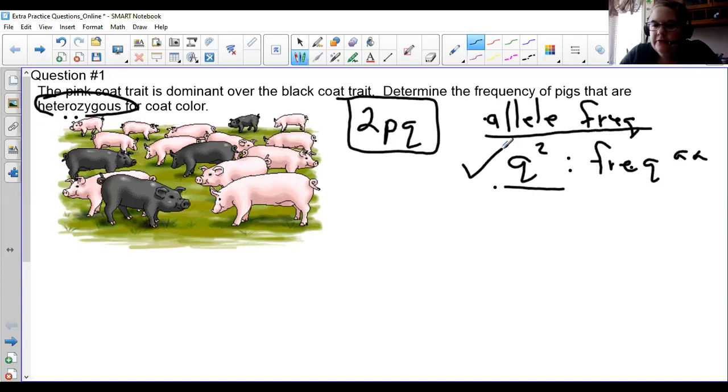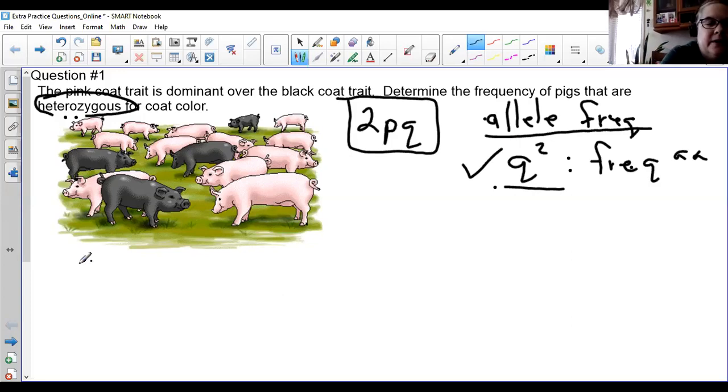4 out of 16, yes. Okay, so there's 16 pigs in total. It might be hard to see depending on the screen you're looking at. So there's 16 pigs in total. 4 of them are black. Okay, exactly, guys. So let's take a look at that.